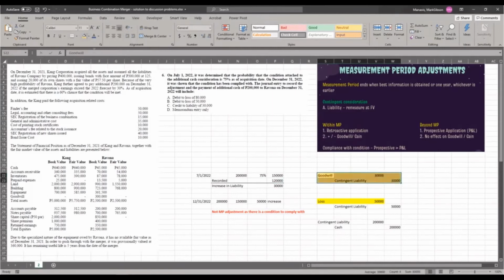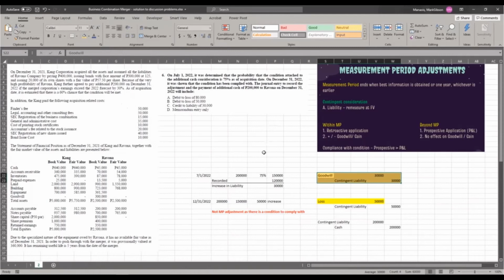Okay? Ngayon, pagdating ng December 31, 2022, it was shown that the condition has been complied with. The journal entry to record. No? So pagdating ng December 31, 2022, na-meet daw ni Kang yung condition. So, ibig sabihin, they have exceeded the 2022 forecast by 30%. So, ibig sabihin, na-achieve nila yan.